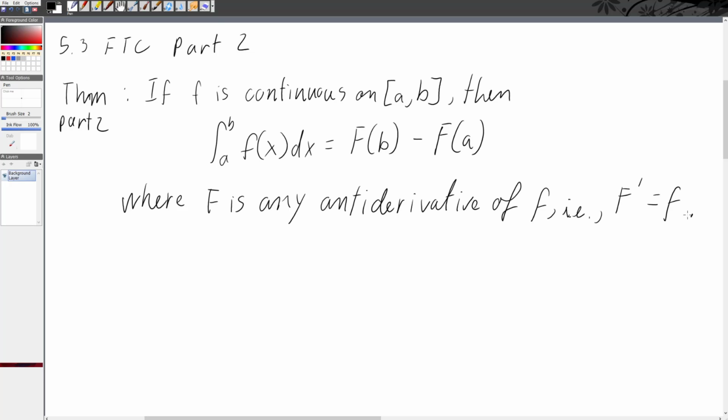Part 2 of the fundamental theorem of calculus states that if f is continuous on a to b, then the integral of f of x dx from a to b is going to be big F of b minus big F of a, where big F is any antiderivative of f.